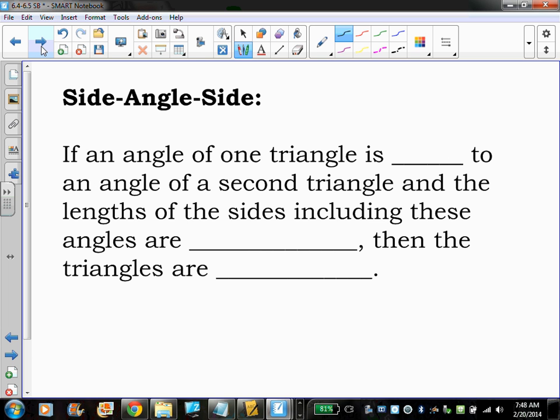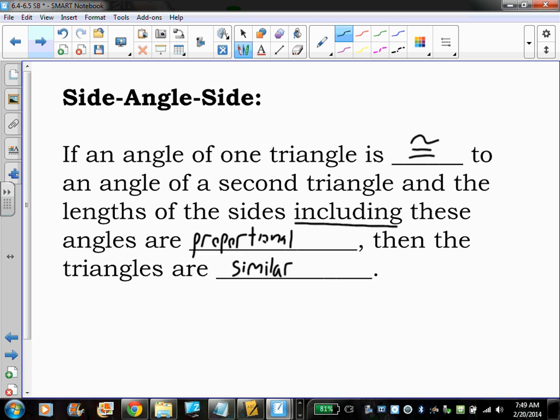Side angle side. If an angle of one triangle is congruent to an angle of a second triangle, and the lengths of the sides including these angles are proportional, then the triangles are similar. I underlined including because that's a vocab word that we talked about earlier when we were talking about congruency, but you might not remember what it means.